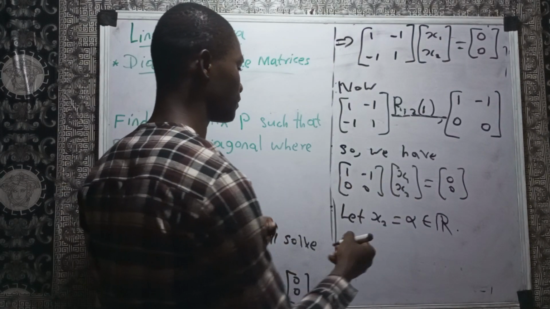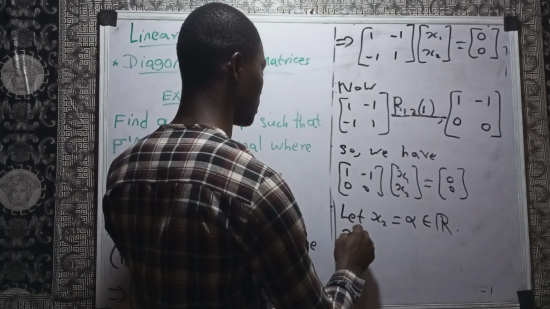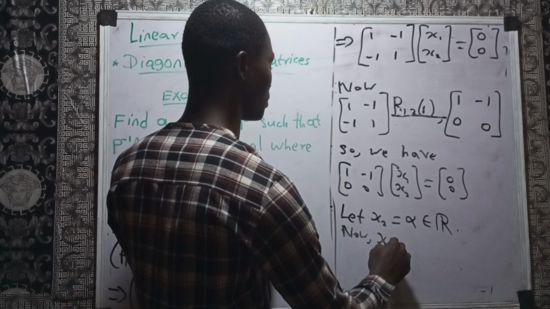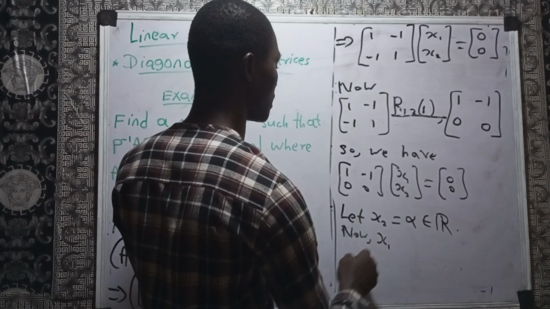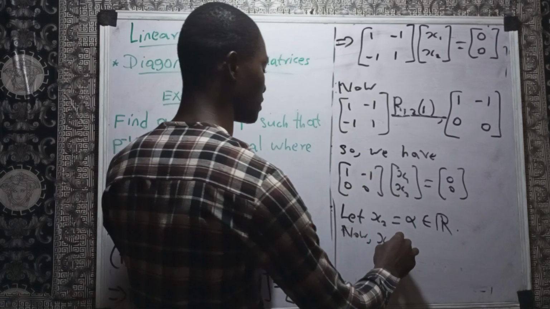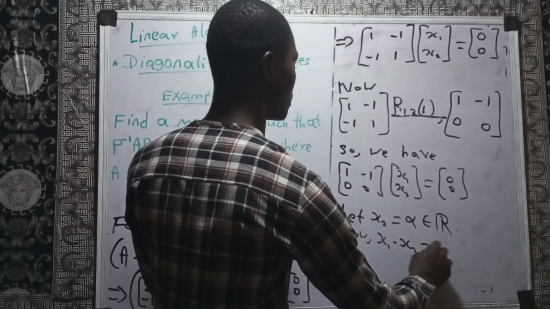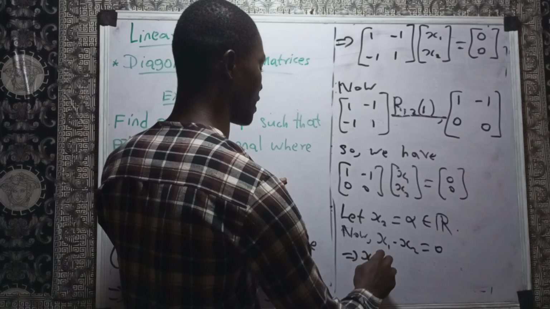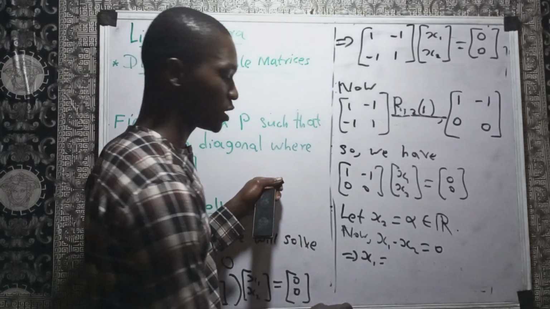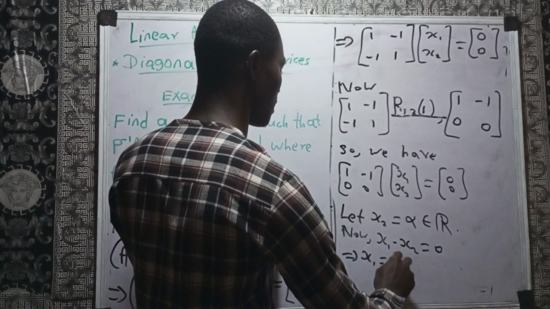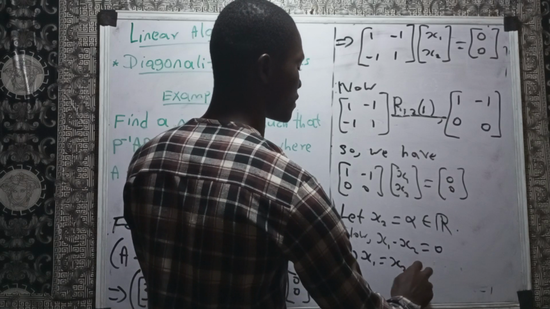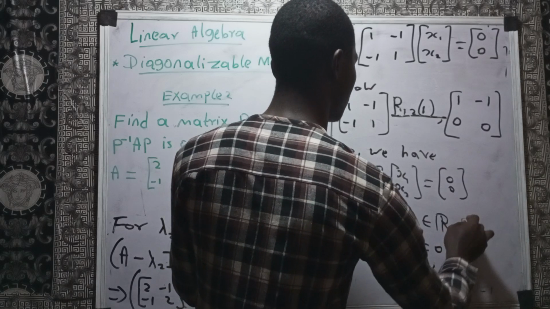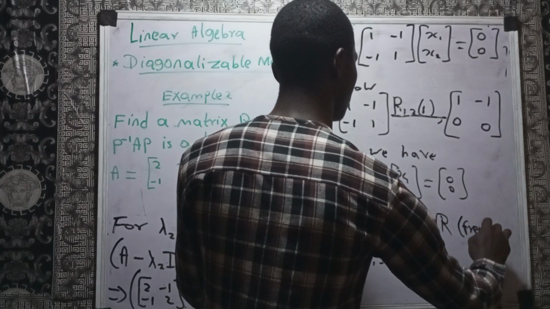x1 multiplied by 1 is x1. x2 multiplied by -1 is -x2. Then equated to what? 0, right? So this simply implies that x1, let's make x1 the subject of the formula. If you move -x2 to the right, you have +x2. So x1 equals x2. And what is your x2? We have called it alpha, a free variable.